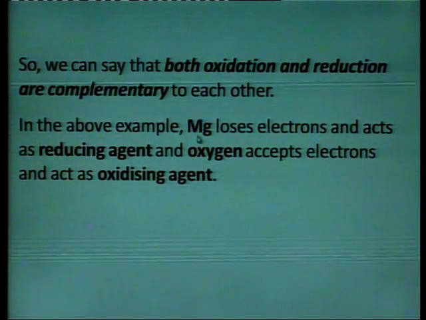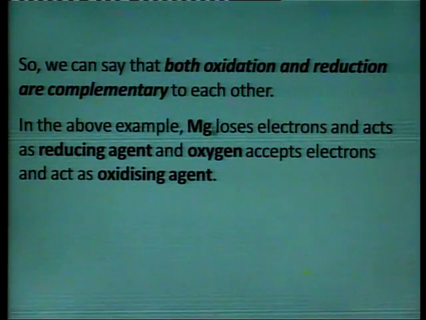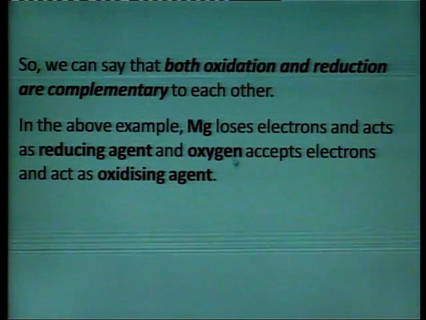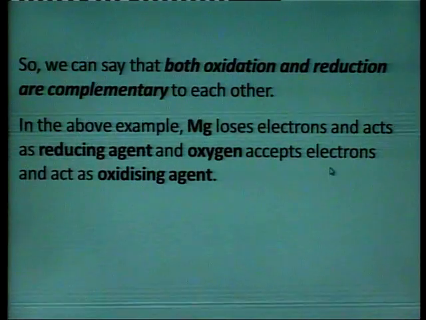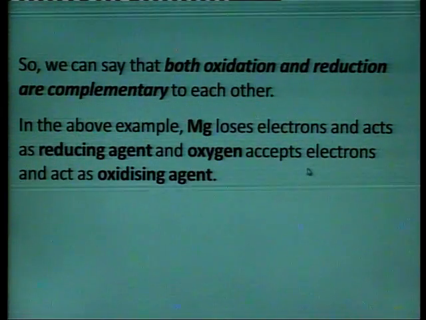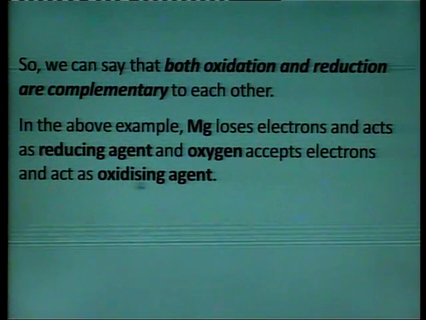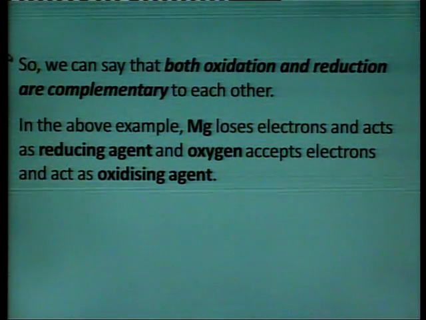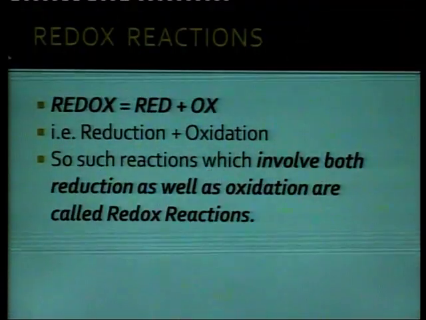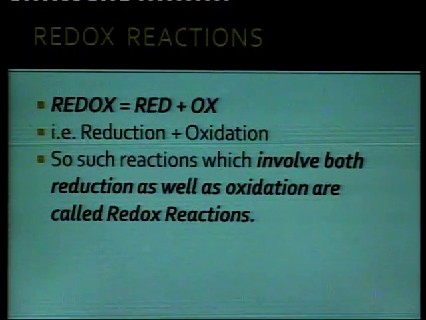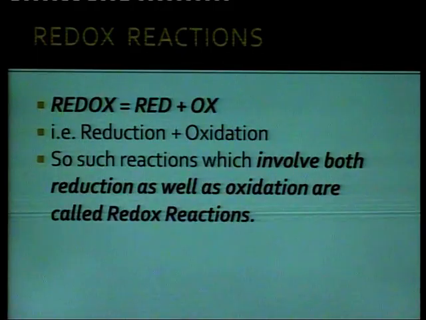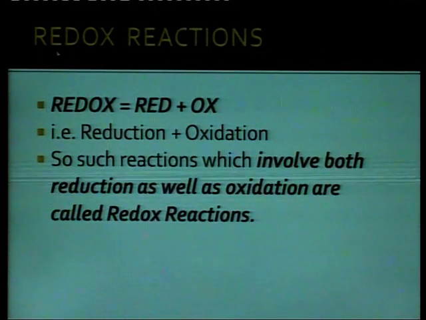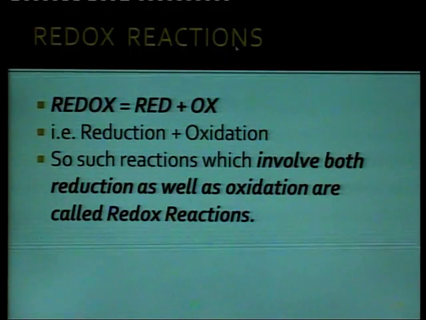That means a substance which is undergoing oxidation will behave as a reducing agent, and the substance which is accepting electrons, meaning which is undergoing reduction, will act as an oxidizing agent. So, this is all about the statement that oxidation and reduction are complementary to each other. In the next topic, let us discuss redox reactions.